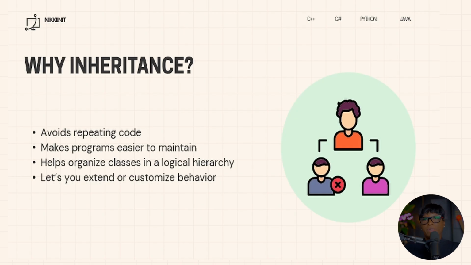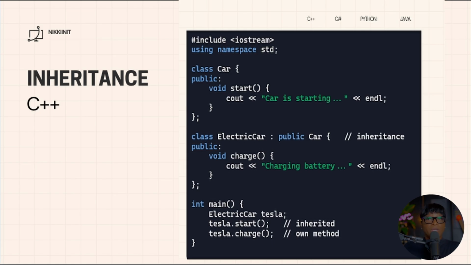And lastly, inheritance lets you extend or customize behavior. Just as in the example I just gave, you can extend by inheriting things from the base class. Now, this is how inheritance looks in C++. So we have the car class still, and we have some public method, start, right? Start is our method. Then we're going to have an electric car. So this is going to be the regular gas car, and this is going to be our electric car. Now, the electric car will inherit whatever the base car has. It inherits the start function from the base class.